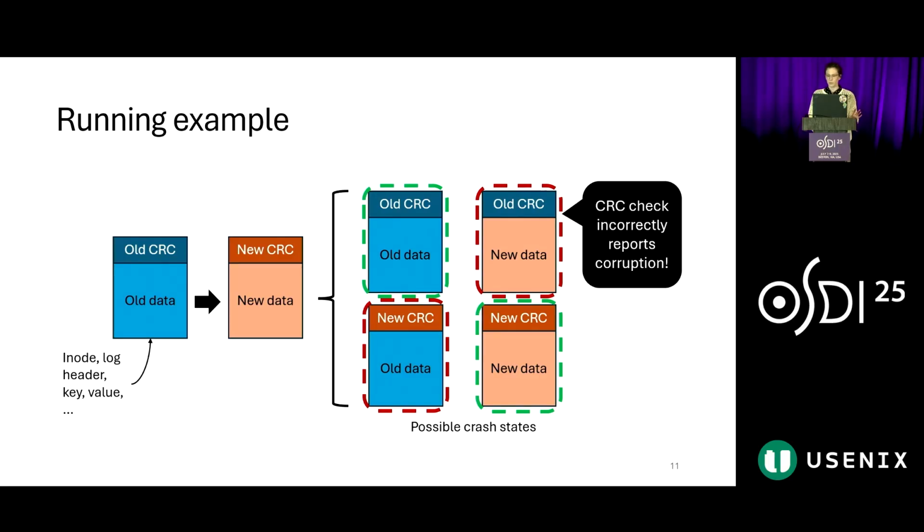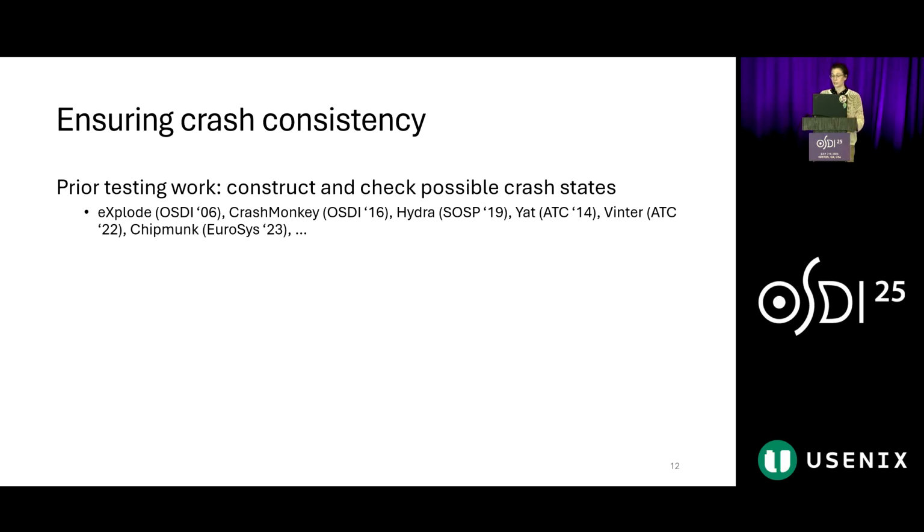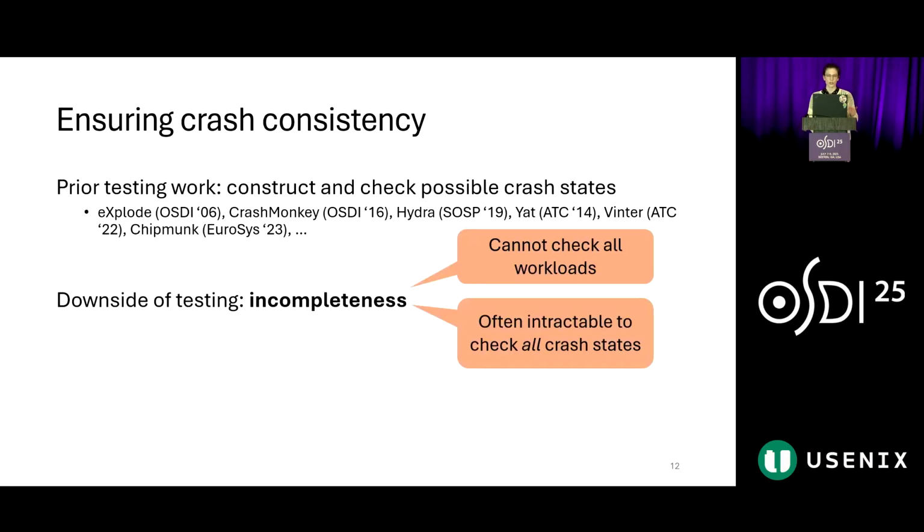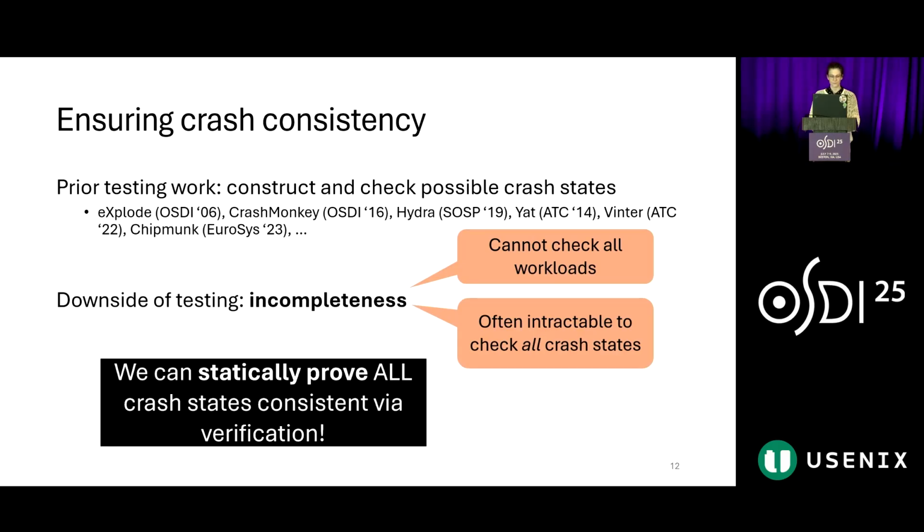So with this example in mind, let's now really start talking about how we ensure crash consistency. This work was heavily inspired by prior work on testing storage systems for crash consistency. Most of these tools work by constructing a set of possible crash states and then checking each of those states to see if they are consistent. And while this has proven to be very effective, it is unfortunately incomplete. These tools cannot check all possible workloads, and it's generally intractable to check every single crash state for the workloads that we do look at.